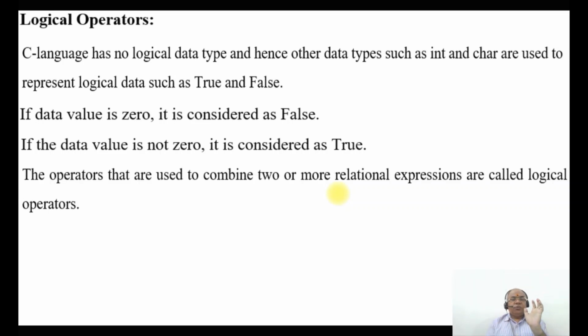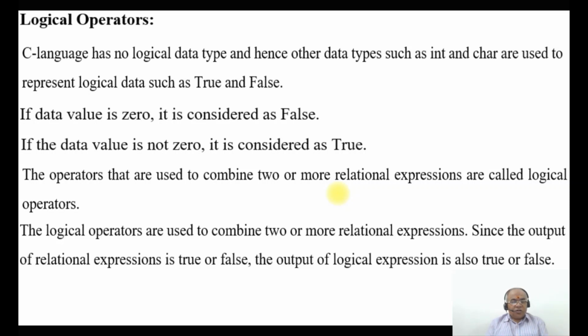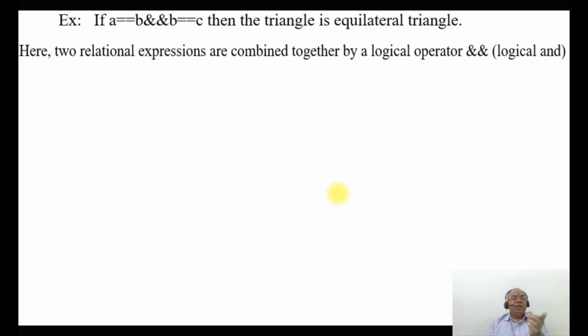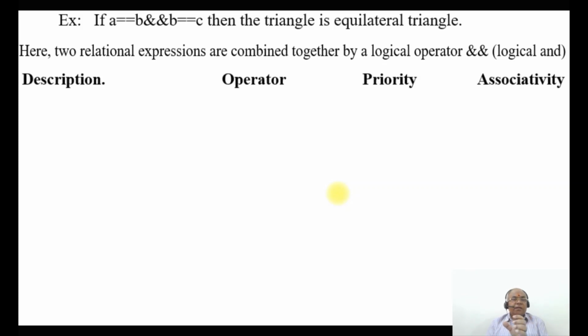If the data value is not 0, then it becomes true. The operators that are used to combine two or more relational expressions are called logical operators. Since the output of a relational expression is true or false, the output of a logical expression also becomes true or false automatically. For example, if A is equal to B and B is equal to C, then the triangle is an equilateral triangle. Whether it is true or false? True. Here, two relational expressions are combined together by the logical operator ampersand, logical AND.